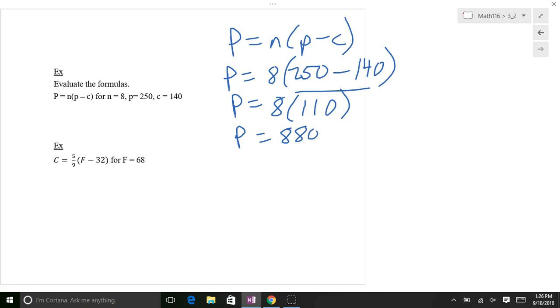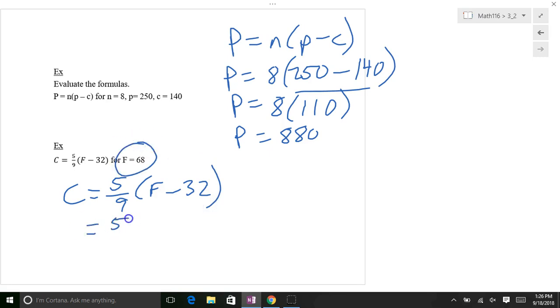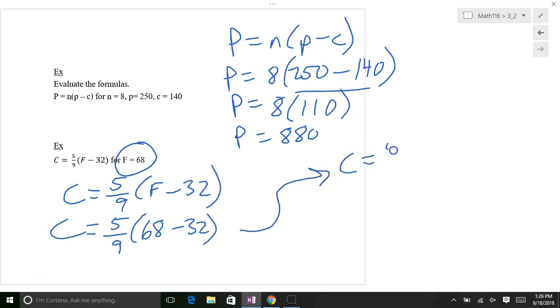Down below, we've got the Celsius formula here. Celsius is 5/9 the difference between Fahrenheit and 32 degrees, and they're telling us to plug the 68 in. If your Fahrenheit is 68 degrees, what does the equivalent Celsius end up being? So you go 68 minus the 32, so you get 36.